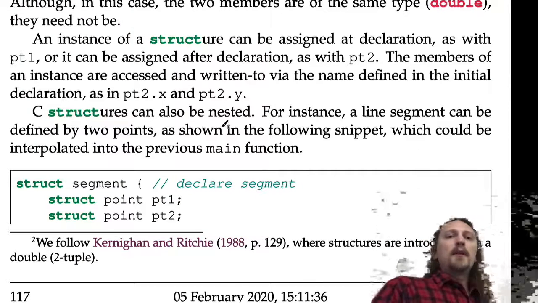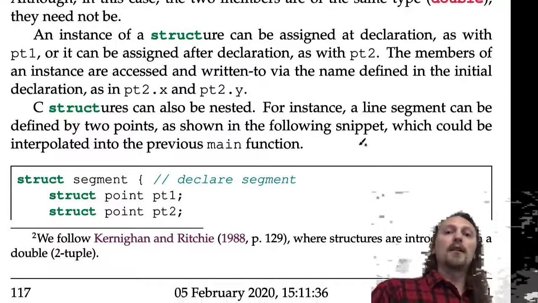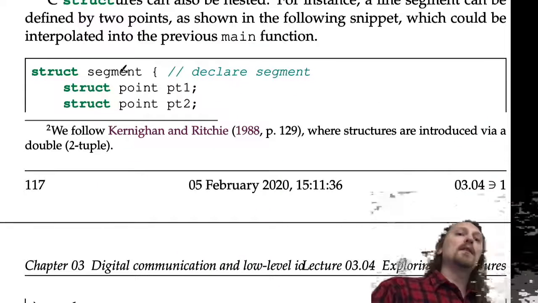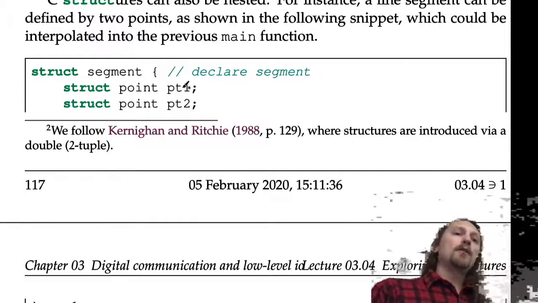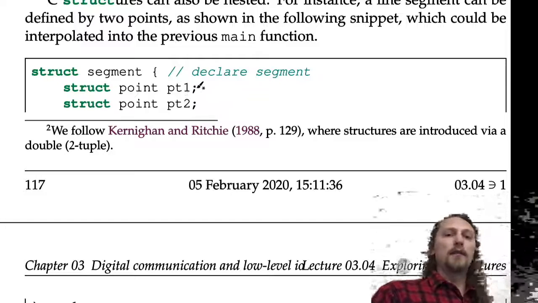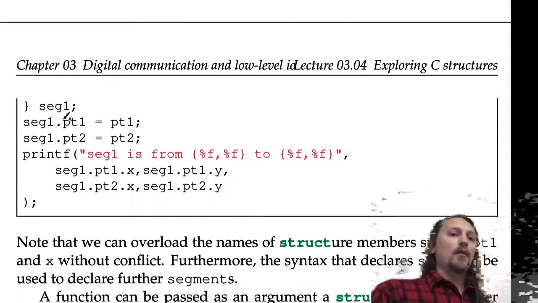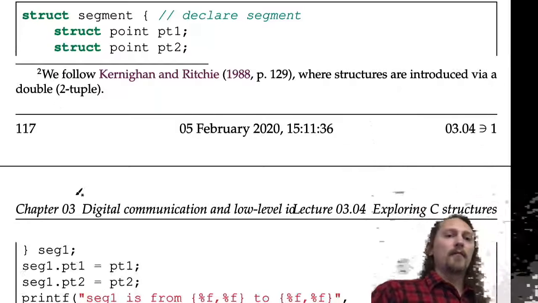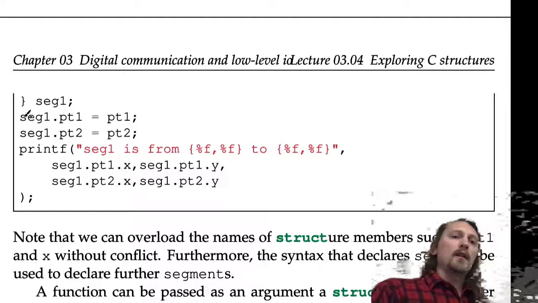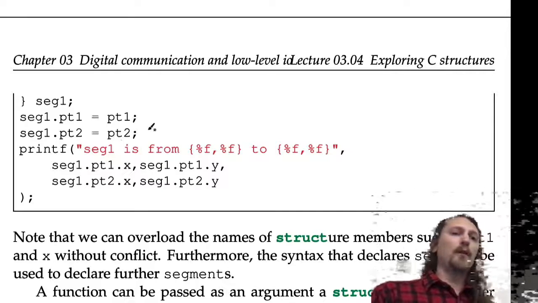C structures can also be nested. For instance, a line segment can be defined by 2 points, as shown in the following snippet, which could be interpolated into the previous main function. So we could say a segment is a struct of point structs, where the first one is point 1 and the other one is point 2. We could declare the first one to be seg1. So seg1.point1 equals point 1, seg1.point2 equals point 2.